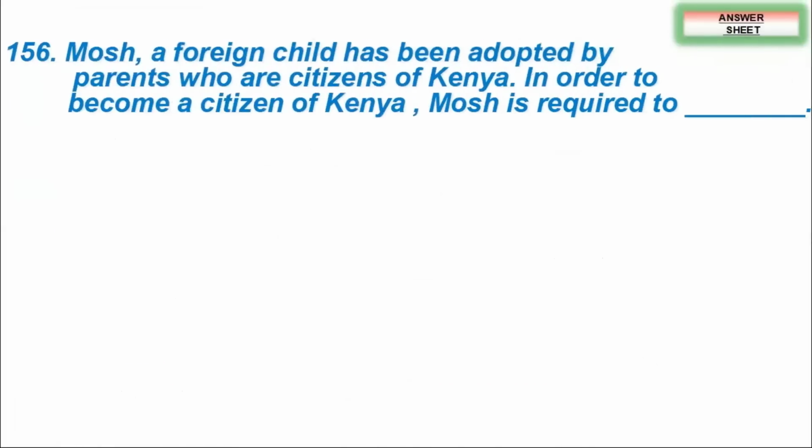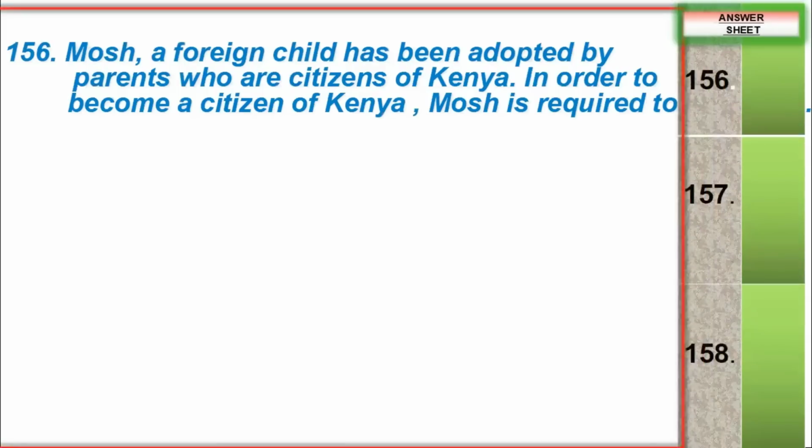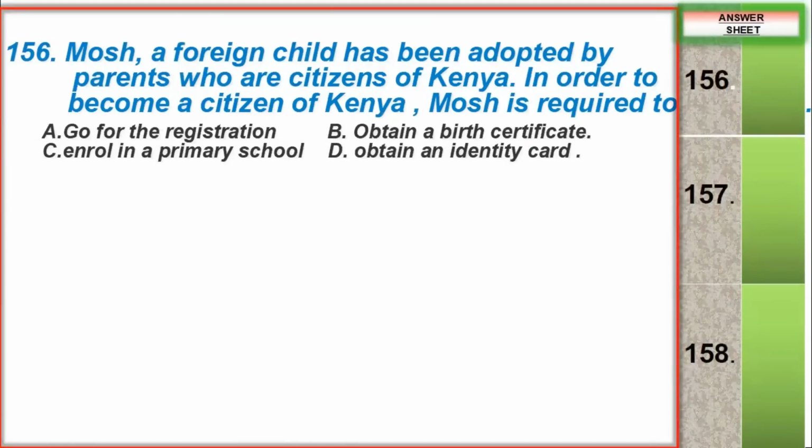Question 156. Mosh, a foreign child, has been adopted by parents who are citizens of Kenya. In order to become a citizen of Kenya, Mosh is required to: go for the registration, obtain a birth certificate, enroll in a primary school, or obtain an identity card. The answer should be go for the registration.